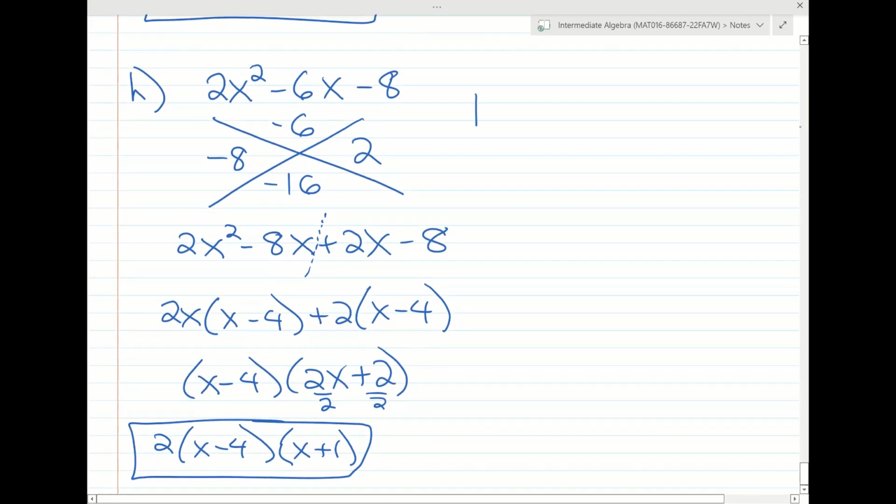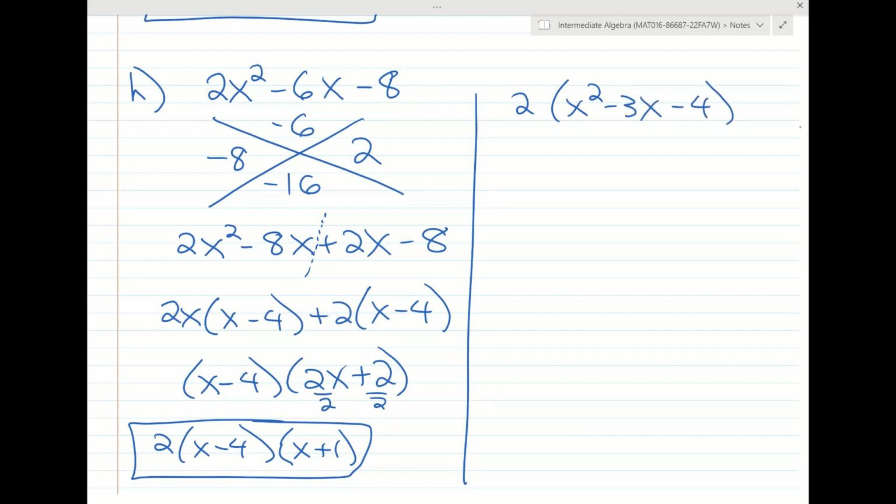It would be easier if you just took out the 2 in the beginning. But even still, you still get exactly the same answer.